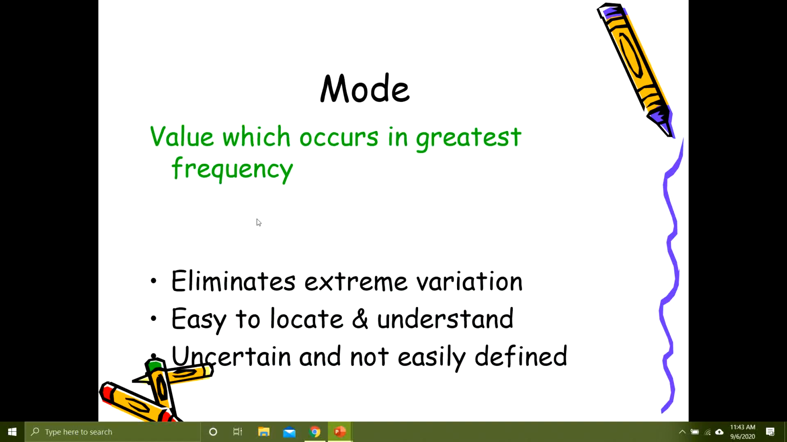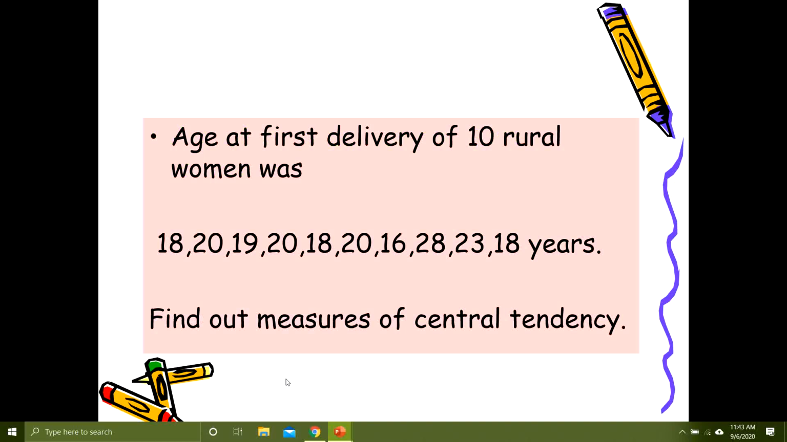The most common observation, which occurs with the greatest frequency in a data set, is labeled as mode. Again, it represents how frequently a value is present in data, which reflects the central position of the data set, that a large number of people revolve around this value. It eliminates extreme variation. It is easy to locate and understand, and it gives a picture of the most common finding. Fine. So here comes your assignment 1.